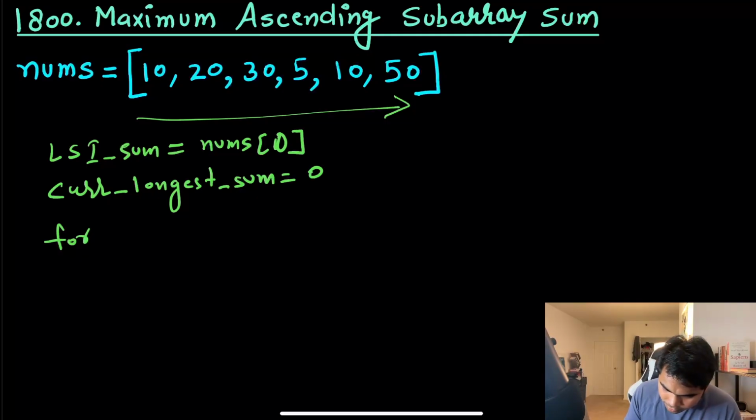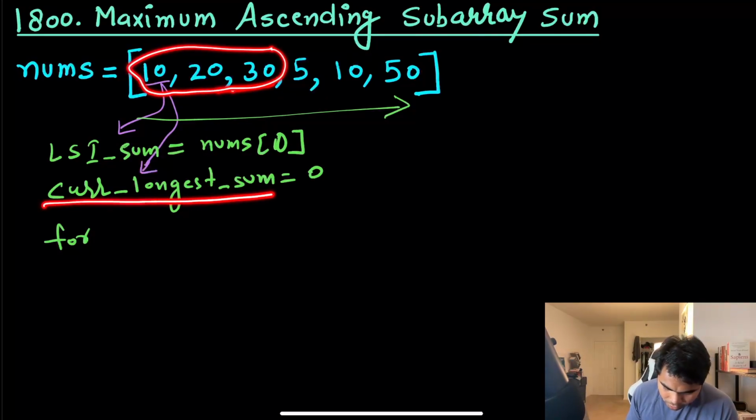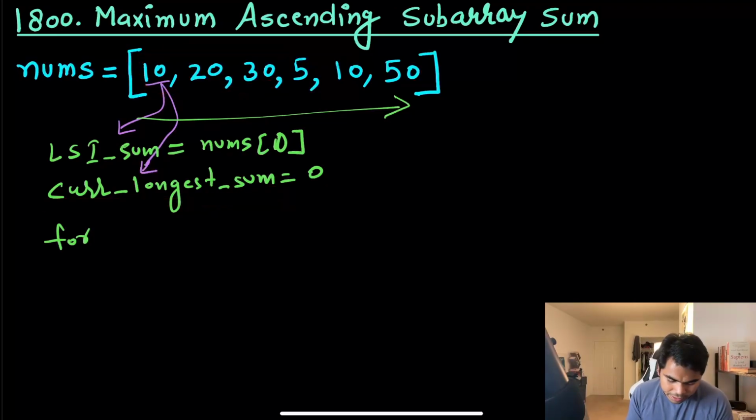Then I will start my for loop. Initially I'll say that this 10 is the current longest sum that you are seeing, but then as I move forward, I will increment both of them to 30, because this 20 is greater than 10. Then I'll include this 30 as well. I will keep updating my current longest sum, and at the end I will also update this LSI sum, because this is the value that I will be returning.